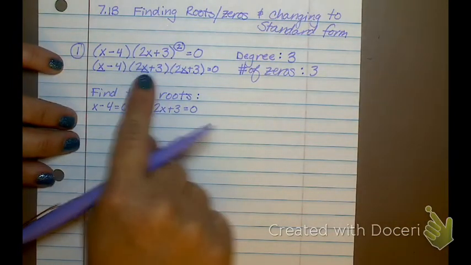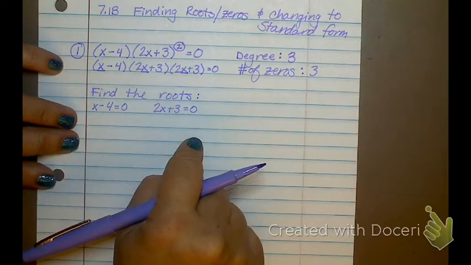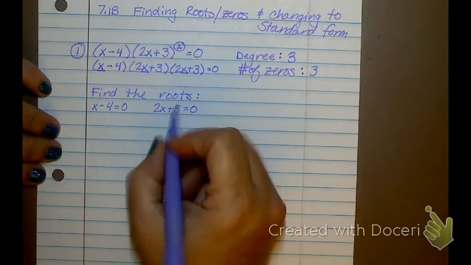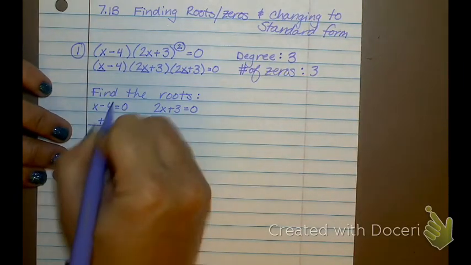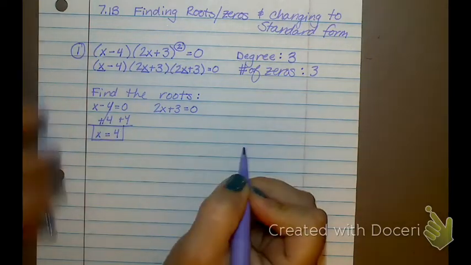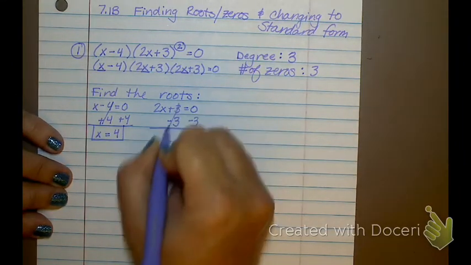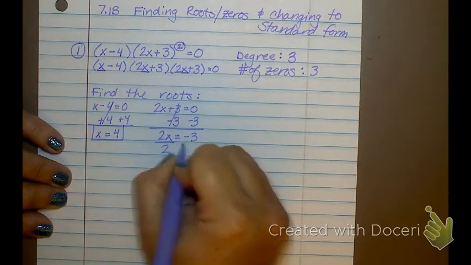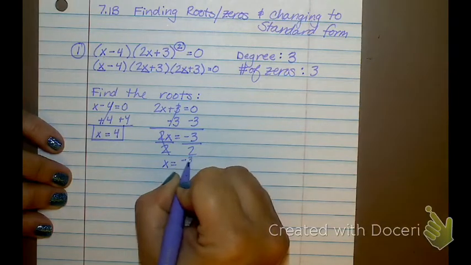Now, here's a question. If I have 2 parentheses that are exactly the same, do I need to show the work for both parentheses? Because the work's going to be exactly the same, right? That would be a waste of time. So let me get this one really quick. Add 4. So one of my answers is 4. Over here, I would subtract 3. 2x equals negative 3. Divide by 2, x equals negative 3 over 2.